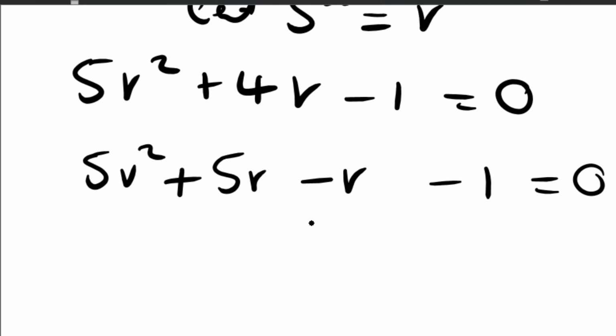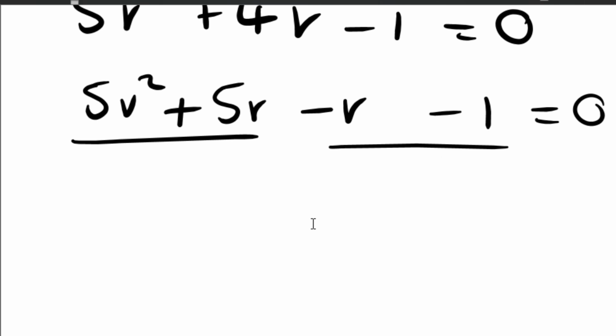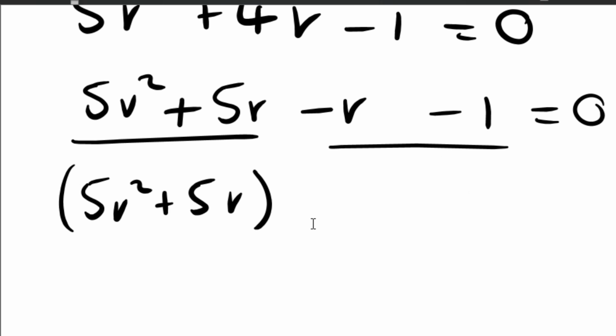What we want to do now is group the first two and group the last two. Let's group the first two. We take the bracket of 5r squared plus 5r, and then we close. We take out the negative 1 outside. We have negative r divided by negative is just r. We have minus 1 divided by negative is just positive 1. We close the bracket, that is equal to 0.